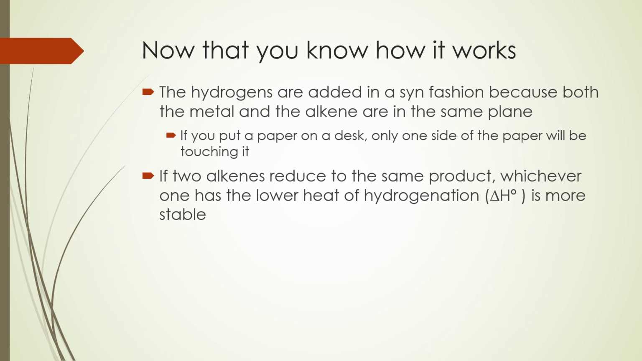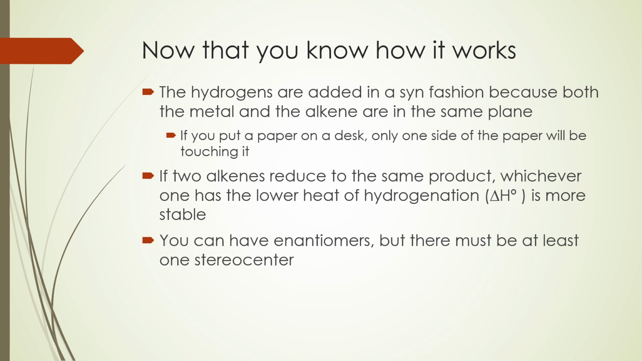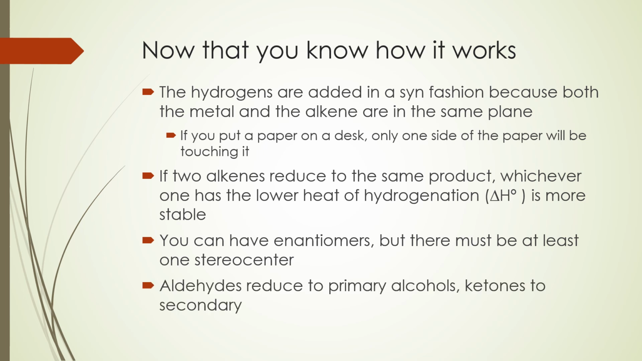If 2 alkenes reduce to the same product, you can find out which one is more stable by seeing which one has a lower heat of hydrogenation. You can have enantiomers, but you have to have at least one stereocenter. Aldehydes reduce to primary alcohols, while ketones reduce to secondary ones. Another thing to note is that this reaction does not usually work on aromatic compounds because they're so stable. You need very high pressure and temperature to be able to break it.